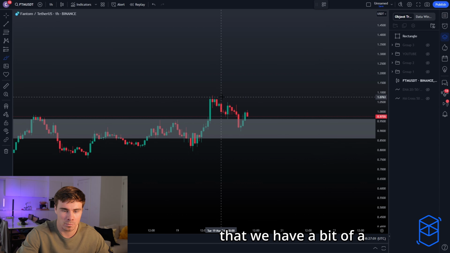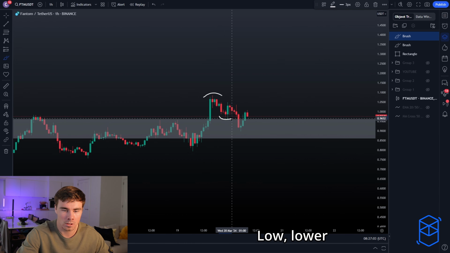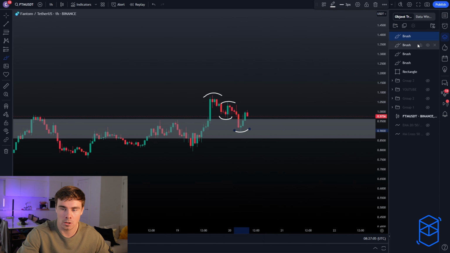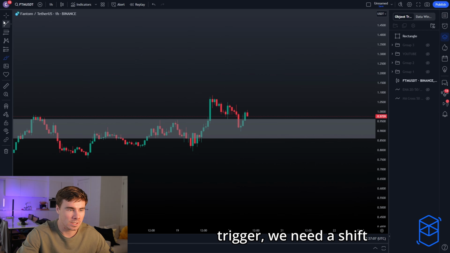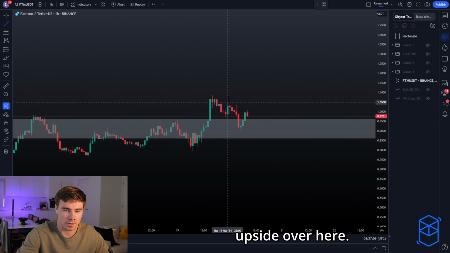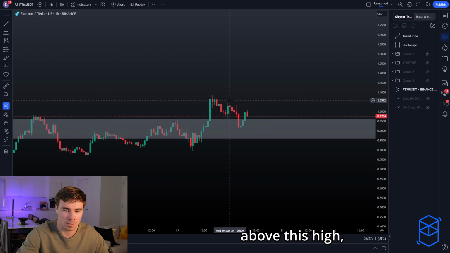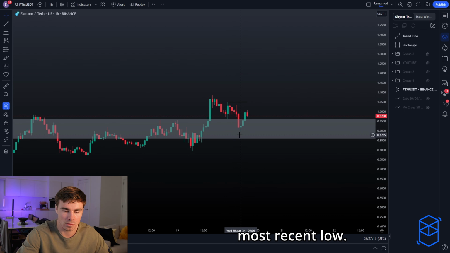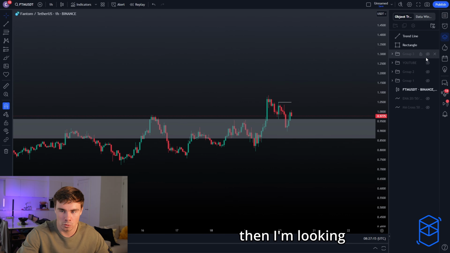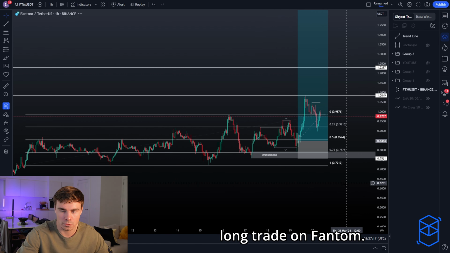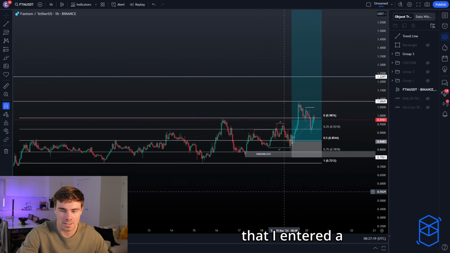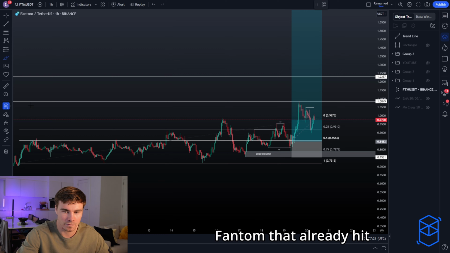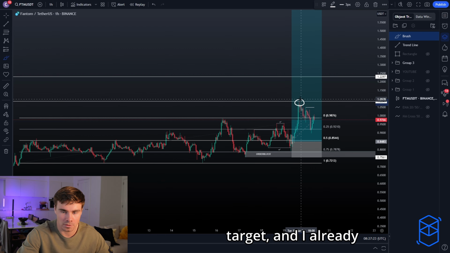We can see that we have a bit of a local downtrend. Low, lower high, lower low. So in order to get a trigger, we need a shift in structure to the upside over here. We need to open and close candles above this high that brought us to this most recent low. If we get that trigger, then I'm looking to add to my current long trade on Fantom. Most of you guys know that I entered a beautiful long trade yesterday already on Fantom that already hit the first take profit target, and I already have my stop loss at break even.